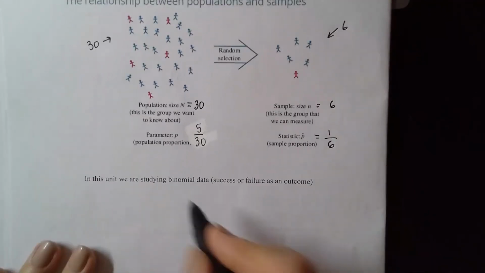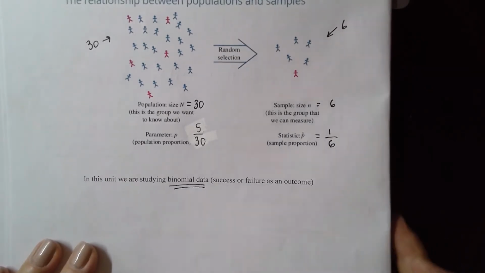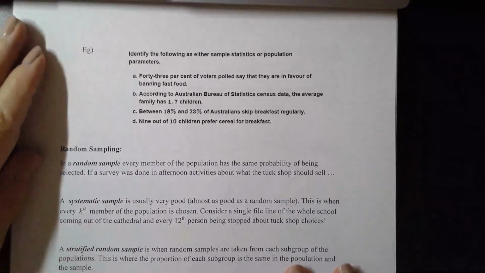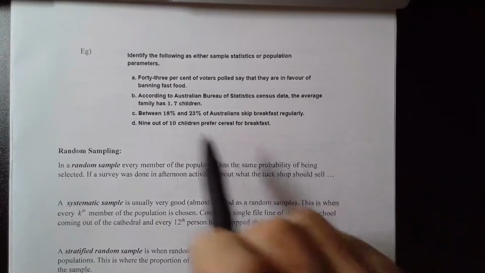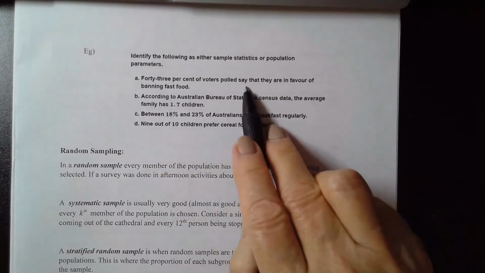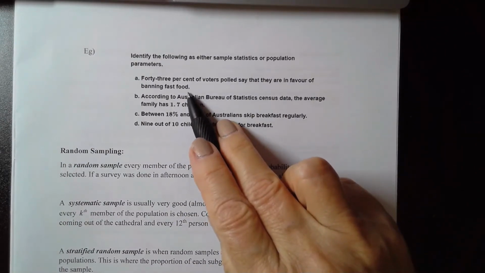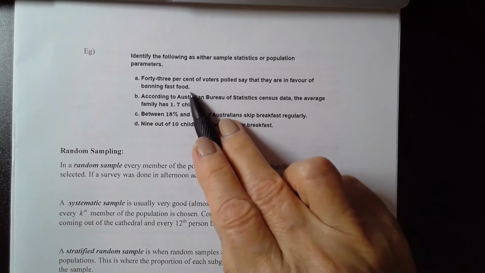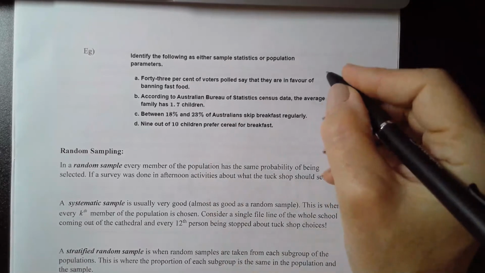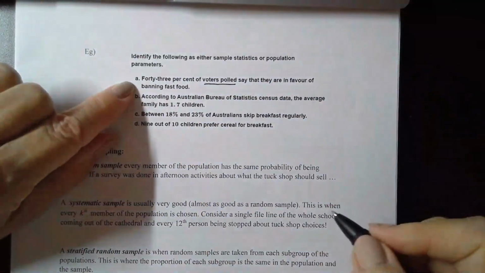In this unit, we're going to be studying binomial data, so that's really good. We have success or failure as an outcome. That makes life easier. All right, this one says, identify the following as either sample statistics or population parameters. So 43% of voters polled say they are in favor of banning fast food. Well, I would say that that's a statistic, right? It's a bunch of people that were polled. It's not every voter.